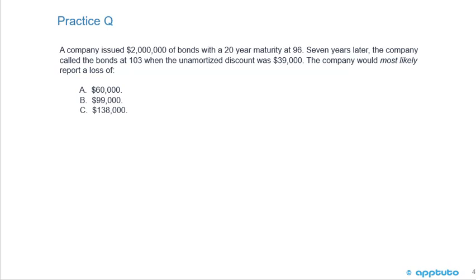A company issued $2 million of bonds with a 20-year maturity at 96. 7 years later, the company called the bonds at 103 when the unamortized discount was $39,000. The company would most likely report a loss of A, $60,000, B, $99,000, or C, $138,000.